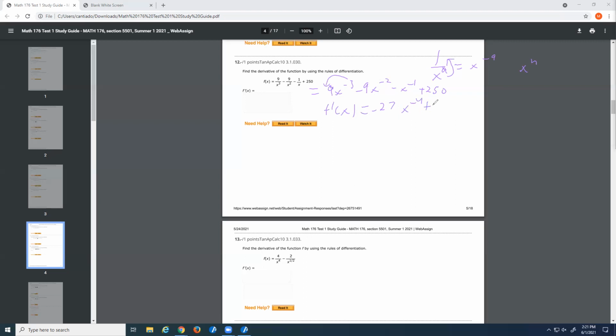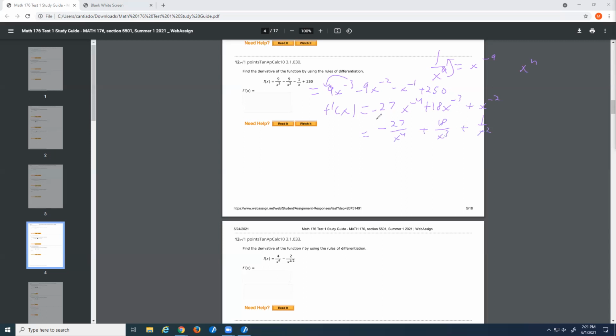For the next one, bring down the minus 2. Minus 2 times minus 9 is positive 18, and subtracting 1 from the minus 2, we get x to the minus 3. For the last term, minus 1 times the minus out front gives us positive x, and the power is minus 1, which becomes minus 2. At the end we just have a constant, and the derivative of a constant is 0, so no need to write anything extra. That should be about it for all the calculus here. You could rewrite this as minus 27 over x to the 4th plus 18 over x cubed plus 1 over x squared.